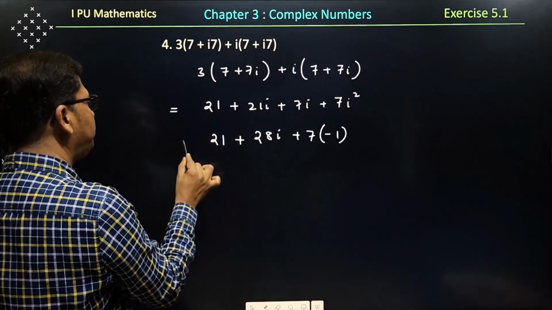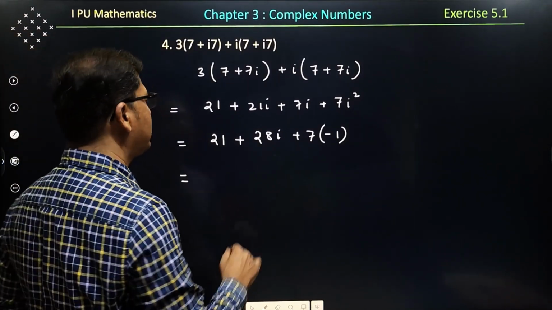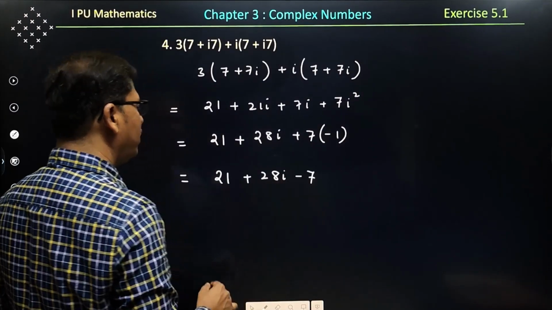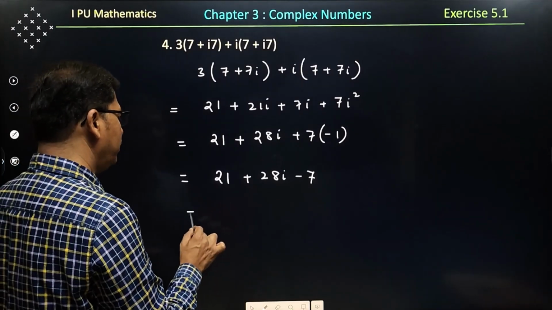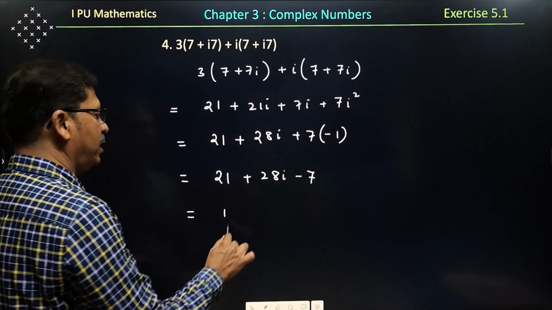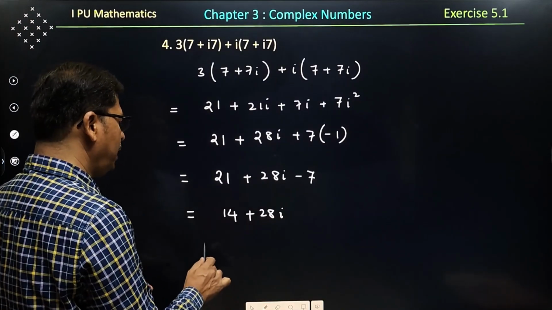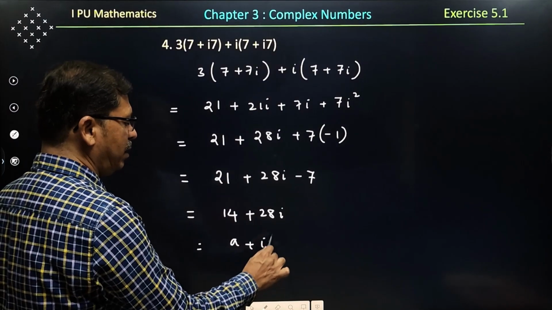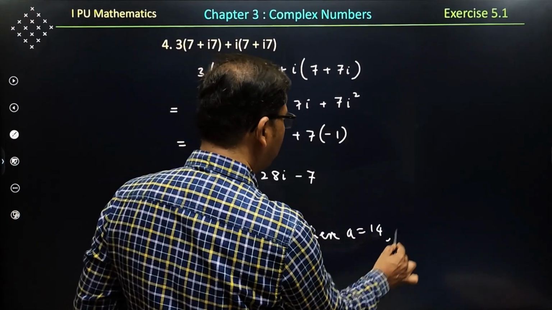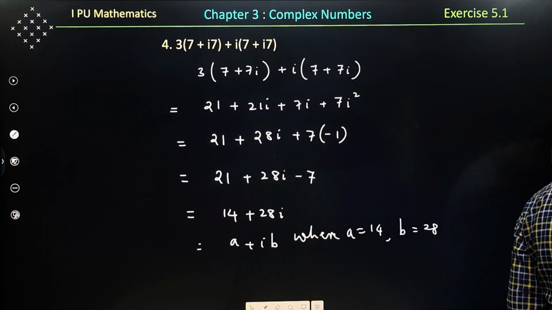Let us simplify this. What happens we see here: 21 minus 7. So write 21 as it is plus 28i minus 7 here. If you subtract 7 from 21, you will be getting 13 now. Sorry, 14. 14 you will get. So 14 plus 28i is the form a plus ib, where a is equal to 14 and b equal to 28. And this completes the solution for this example.